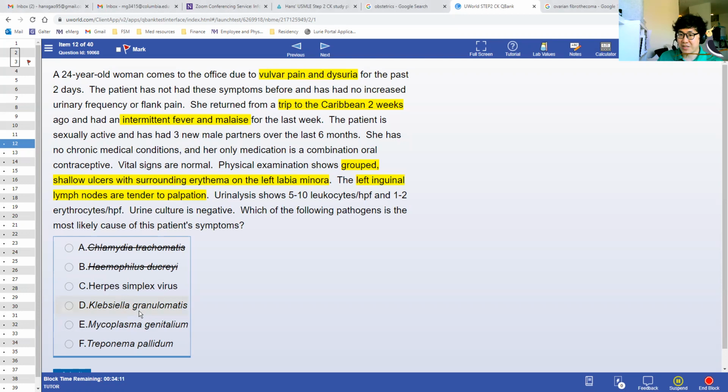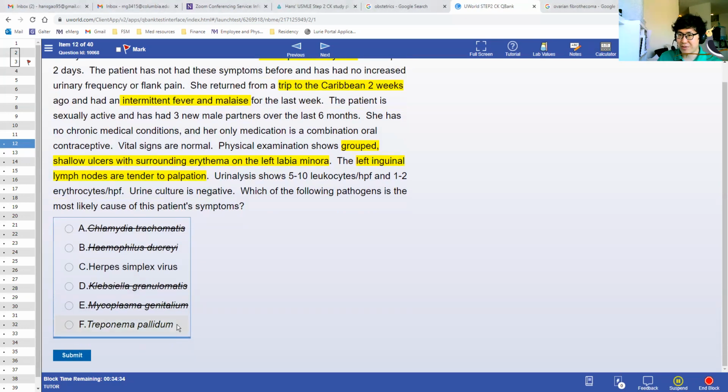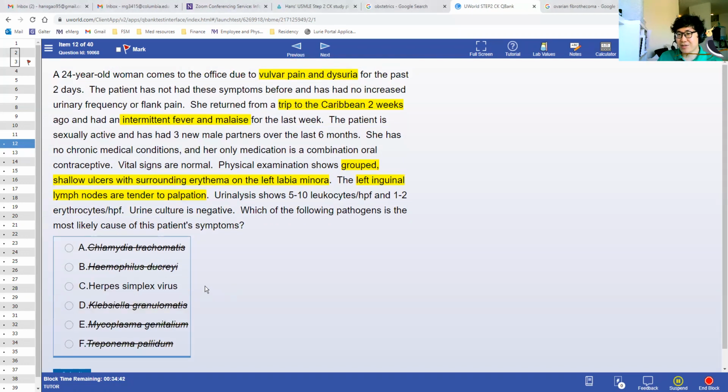Klebsiella granulomatis, this is also called donovanosis. This is completely painless. Mycoplasma genitalium, I don't even know what this is. I'll go over that later. Doesn't sound like it's going to be painful though. Mycobacteria tends to be a less painful thing. Treponema pallidum, syphilis. You get ulcers, sure, but the ulcers are pretty painless as well. Yeah, so let's see if the HSV part is a false herring, a red herring.